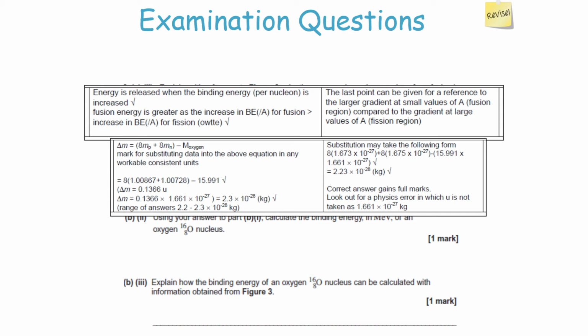You can then convert that into kilograms, because the conversion factor from U to kilograms is 1.661 times 10 to the minus 27 kilograms. So your answer is 2.3 times 10 to the minus 28 kilograms.